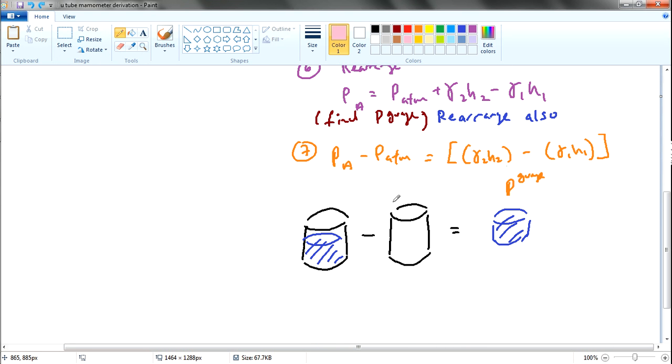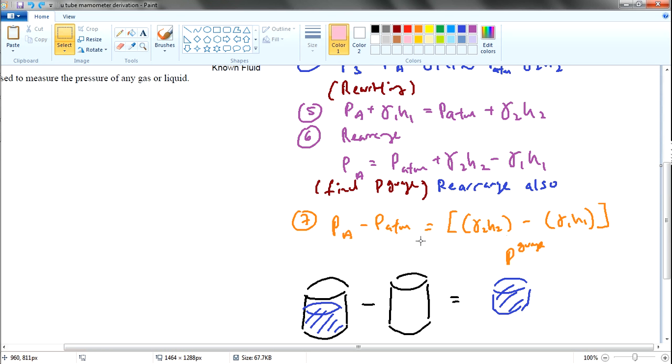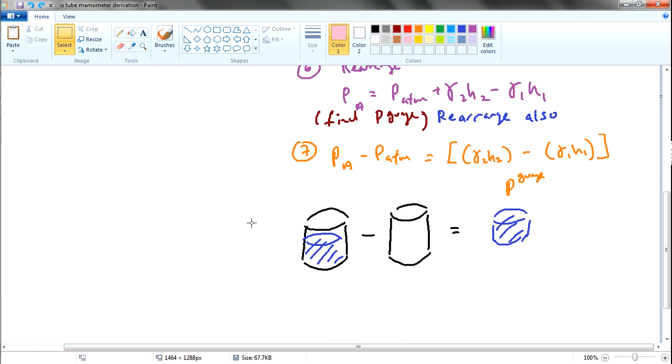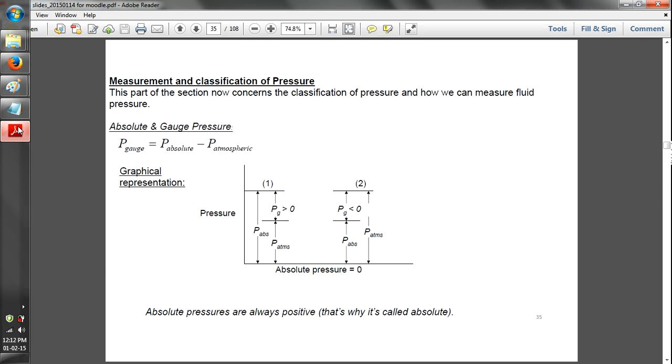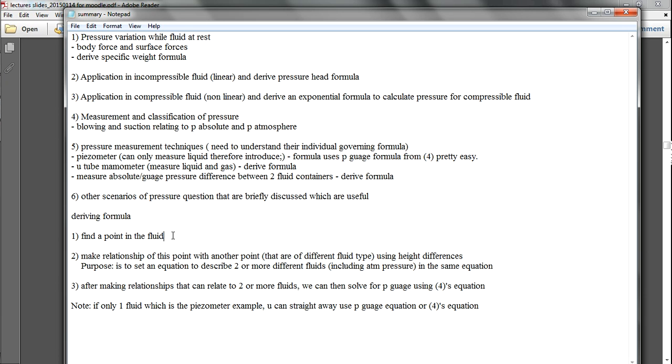Just another recap: P absolute is beaker plus water, as the analogy, and then P atmospheric is just the beaker that contains the water. So our purpose is to find the mass of the water inside the beaker. Similarly, we are trying to find the amount of pressure within our absolute pressure, which contains the atmospheric pressure, which we don't want to calculate, because our purpose is to calculate the mass of the water, not the mass of the beaker.